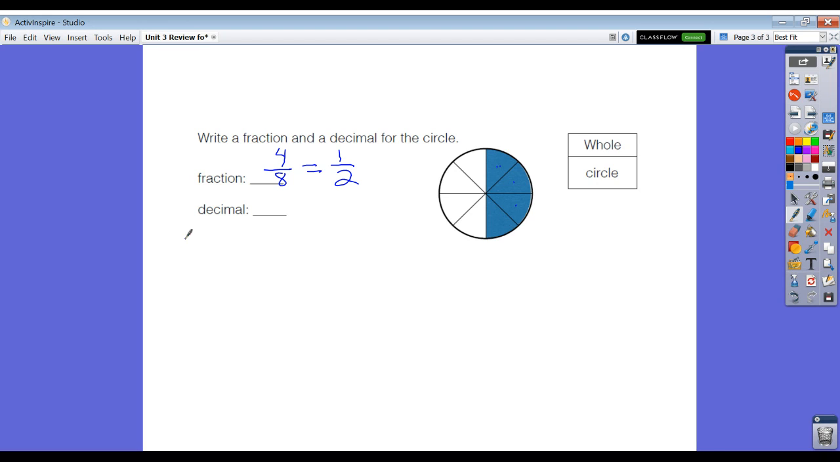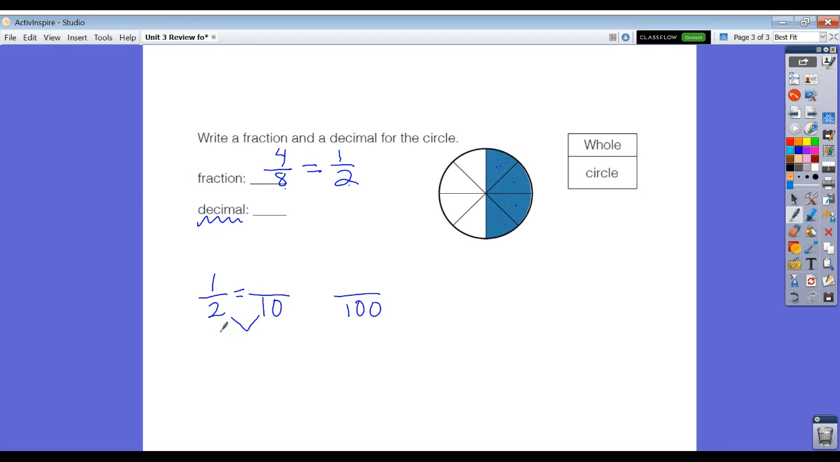So now, how can I write my decimal? Like usually when I have a decimal, I want it to be out of tenths or out of hundredths, right? Like we were just practicing. But here I have 4/8 and 1/2. Well, don't worry. You can use the power of the equivalent fractions rule. Or you could just use the math in your head too. I'm going to use the equivalent fractions rule.